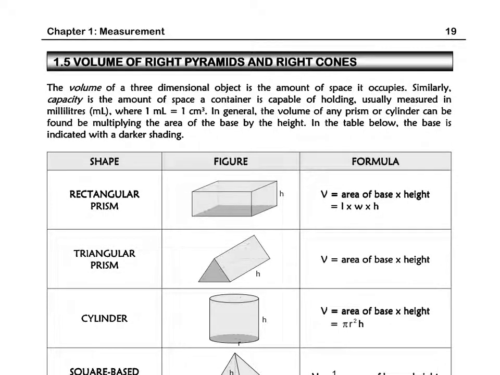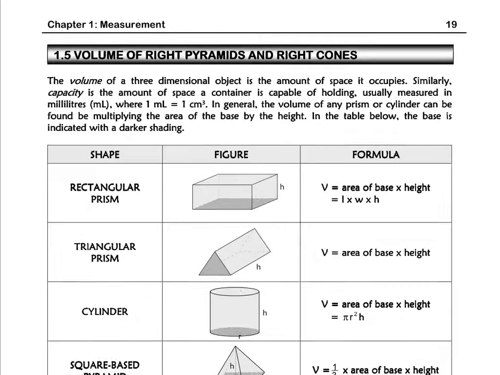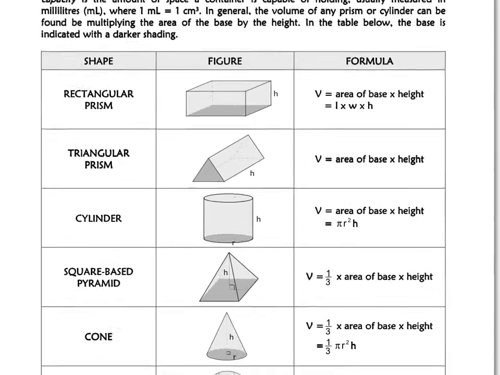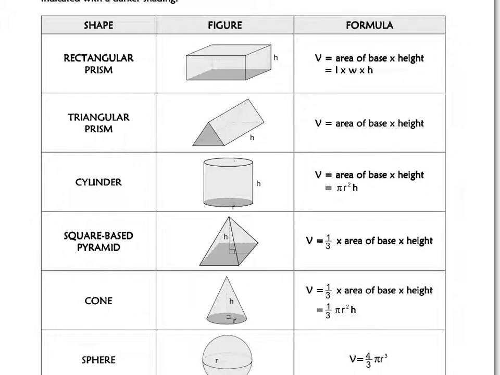Section 1.5 is on the volume of right pyramids and right cones. And you've done volume before in junior high. And these are some of the first, on the chart here, some of the first few formulas you should be familiar with. The volume of a rectangular prism is length times width times height.